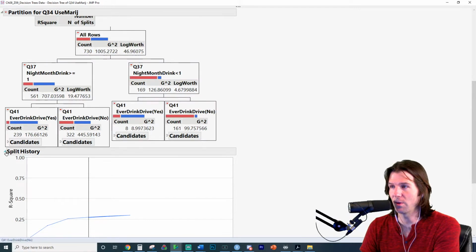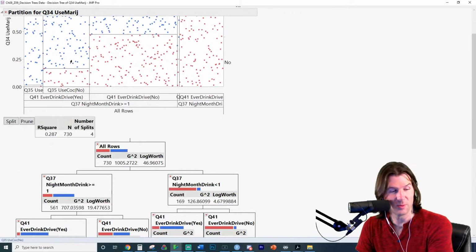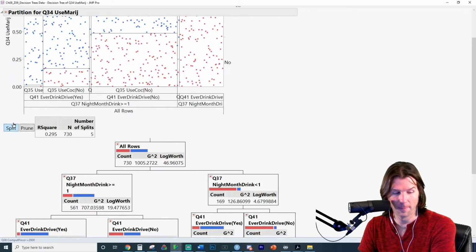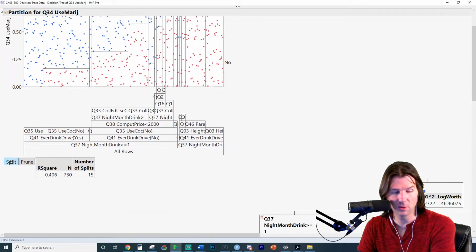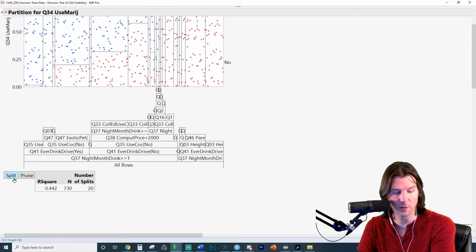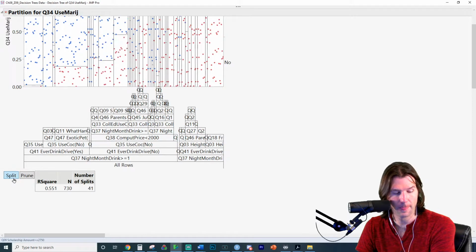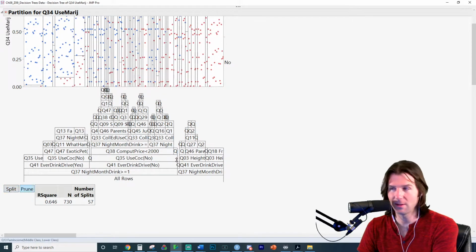Let me close the split history. This is what's called a bad idea right here, but we're going to do it. This is a bad idea. There we go. So if you notice, the R squared is continuously going up, but this is a bad idea. This is what we'd call an overfit model. 474 was just talking about that today. This is a horrible idea. Don't do this. So that's a tree right there.